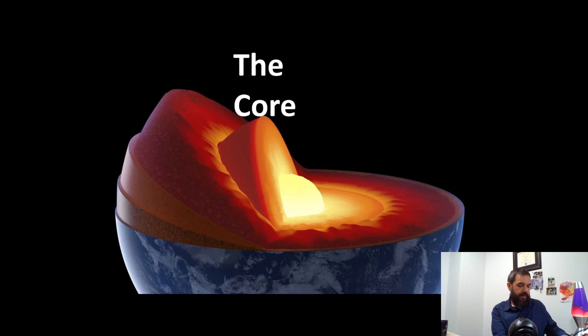Really important thing about the core. So the outer core, it's made of iron. Of course, it's made of liquid iron. Now, of course, I don't have any liquid iron here to show you, because that would be incredibly hot. But I do want to remind you of something.